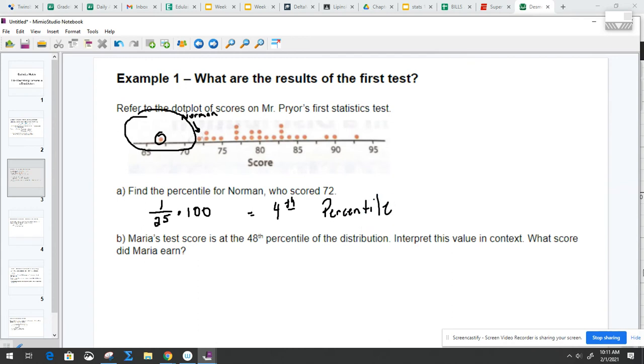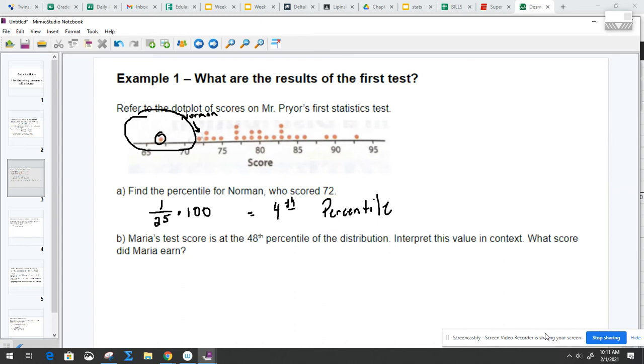Which means that Norman scored better than 4% of his class. Okay, he is at the fourth percentile, not in the fourth percentile. Notice again, I did not include that. So we say at the fourth percentile when we do that.